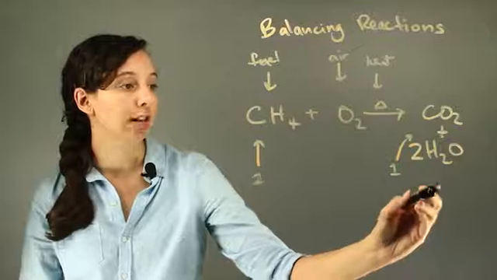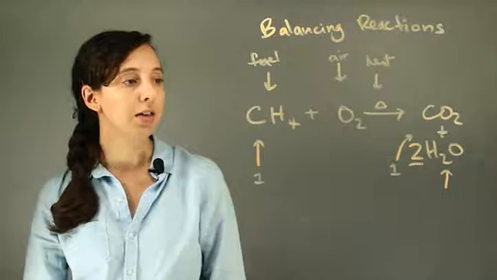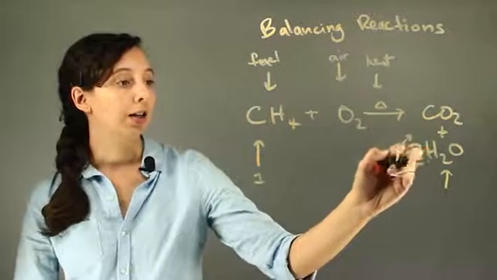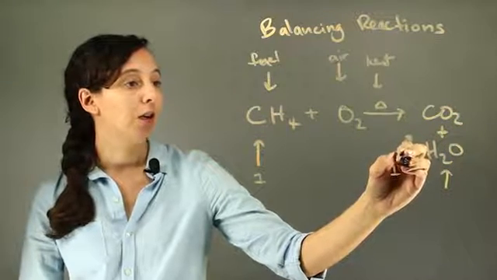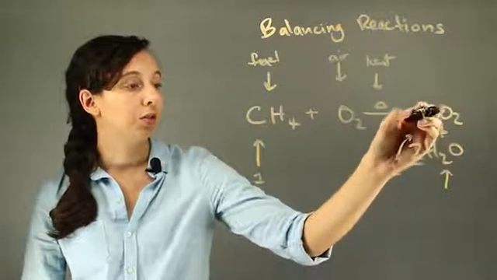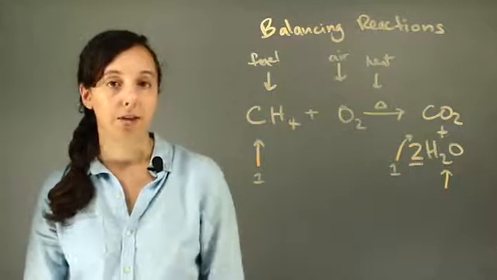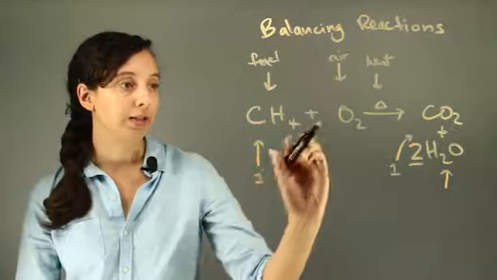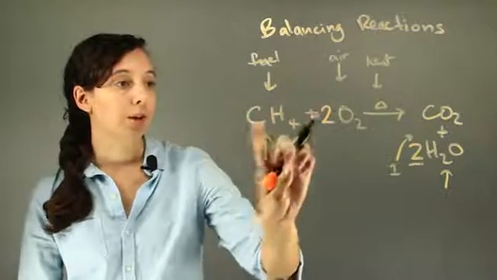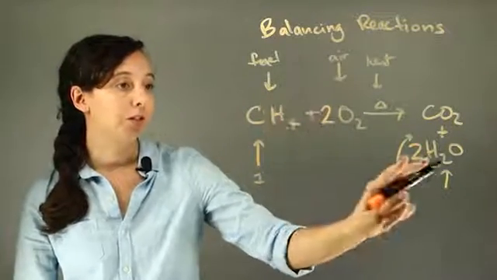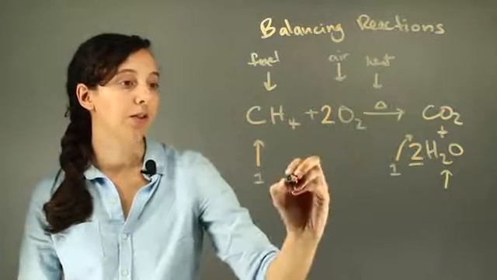So remember, we can't change the subscripts, we can only change the coefficients. Now that I have a coefficient of 2 here, and I have a total of 4 hydrogens, I now have a total of 2 plus 2, 4 oxygens on this side, but I only have 2 here. So we're not balanced on oxygens yet, but we will be if I go ahead and I add a 2 right here. Now I have 1 carbon on each side, 4 hydrogens on each side, and 4 oxygens on each side. So now we're balanced.